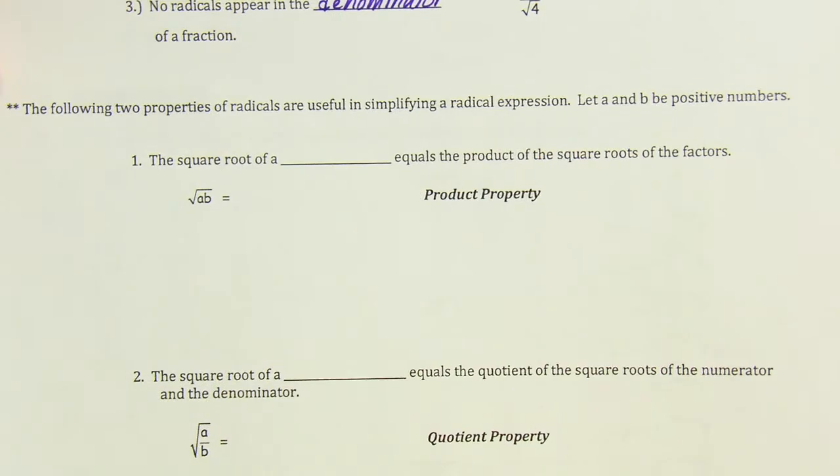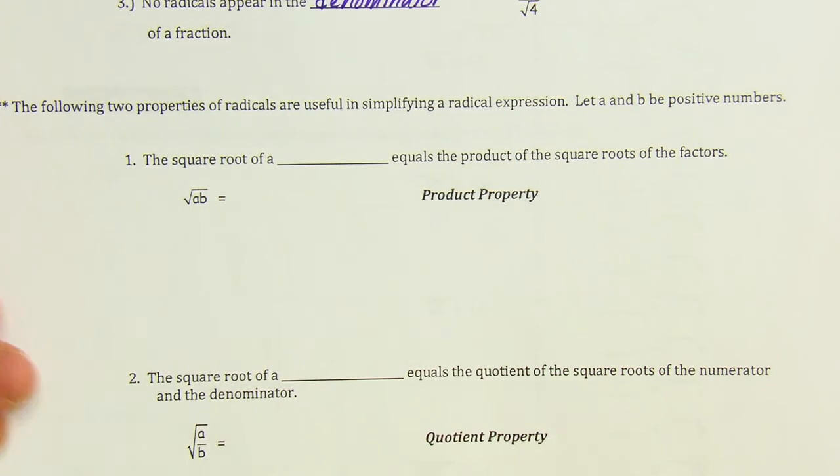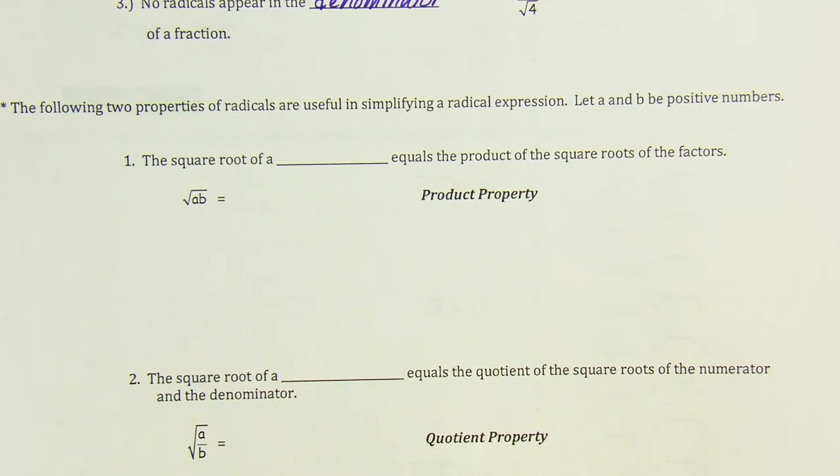The following 2 properties of radicals are useful in helping us to simplify a radical expression. You have to let a and b be positive numbers, especially for your even root radicals, because you can't take the square root of a negative number. There is no number whose square would ever be negative. In other words, negative 2, if you square that, you get positive 4.